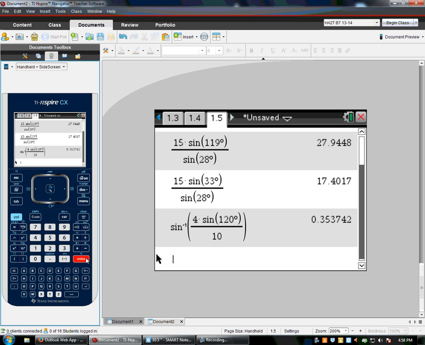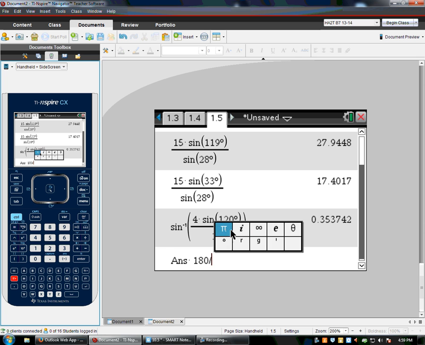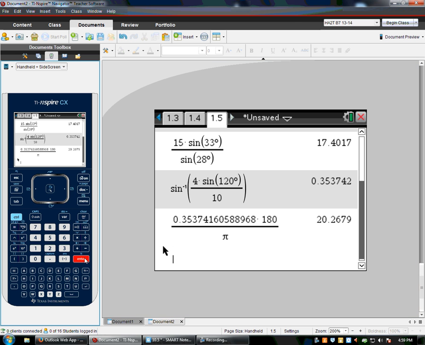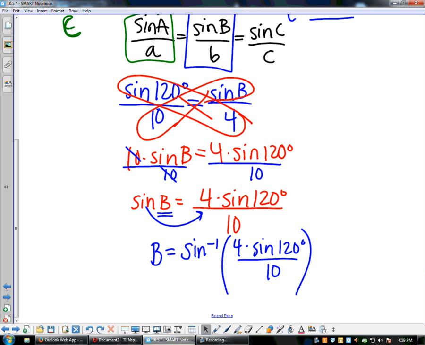Now that doesn't really seem to make sense for an angle, but that's because our calculator is in radian mode. So I have to convert that to degrees. I'm going to multiply my answer by 180 divided by pi, to convert it over to an answer that matches what we're working with. So our angle, we'll round it to 20.3 for our angle measure. So we have found that B is equal to about 20.3 degrees.